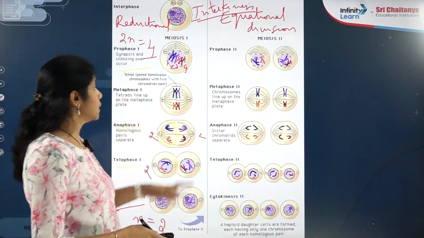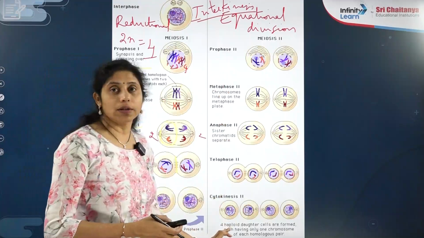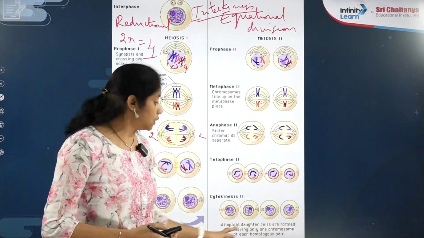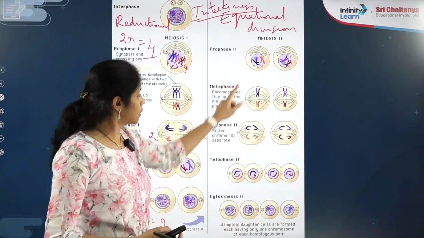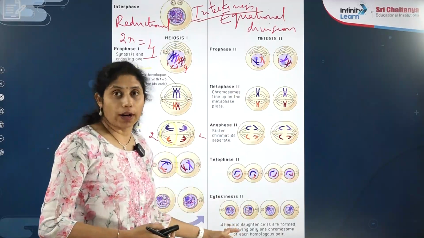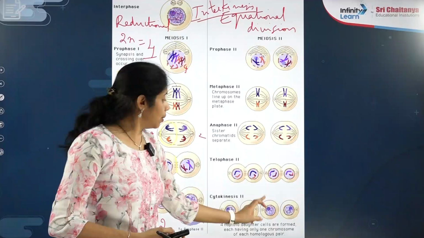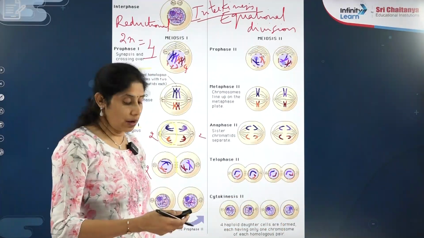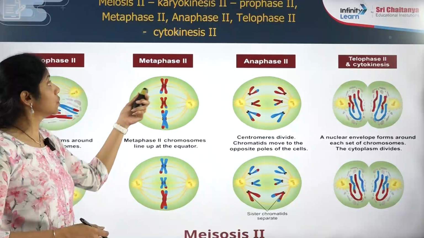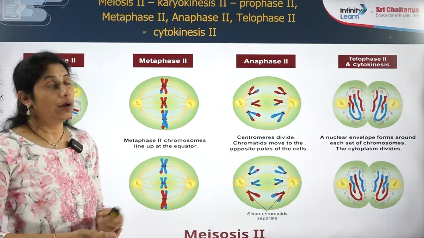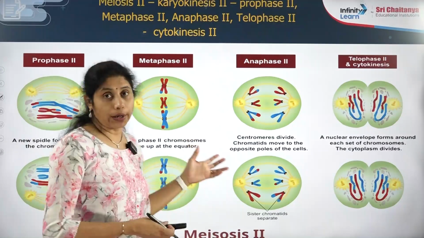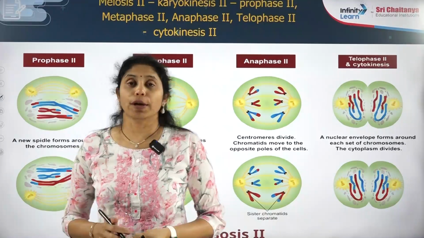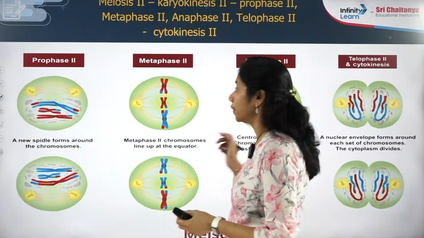And meiosis 2 is again divided into karyokinesis 2 and cytokinesis 2. By the end of meiosis 2, we are getting 4 daughter cells which are haploid. One daughter cell will form 2 haploid daughter cells. The second daughter cell will form 2 more haploid daughter cells. So this is the equational division. Karyokinesis 2 is further subdivided into prophase 2, metaphase 2, anaphase 2 and telophase 2.